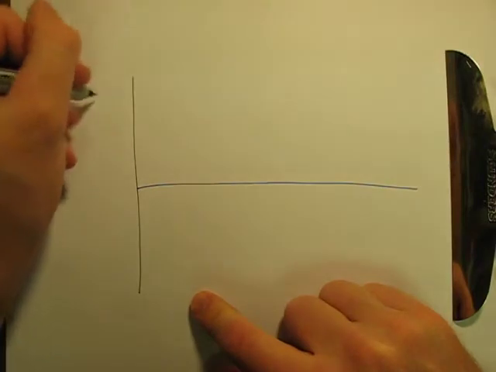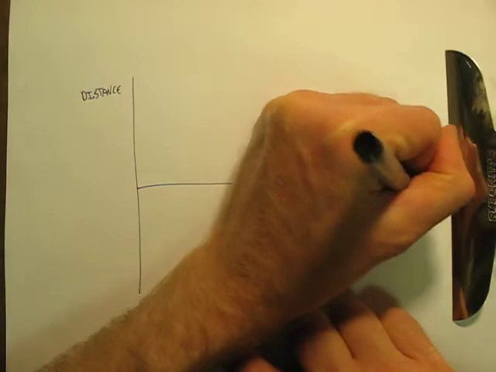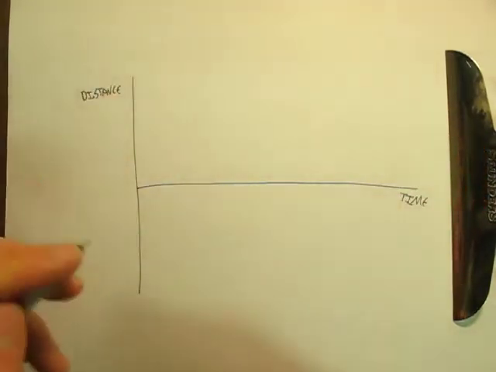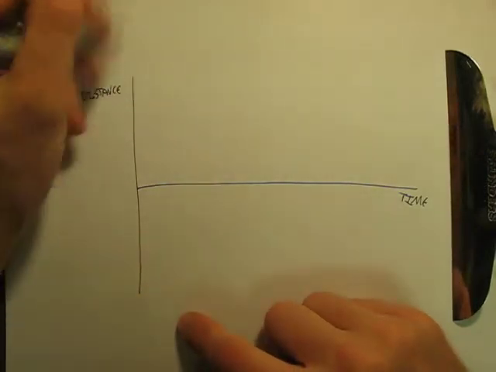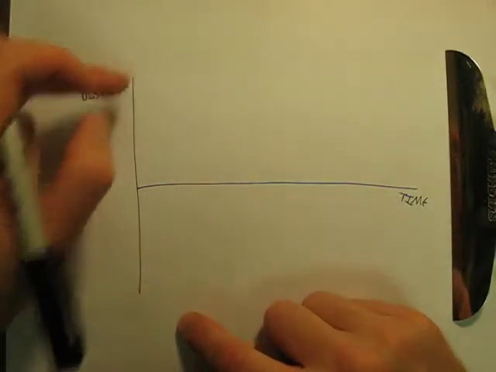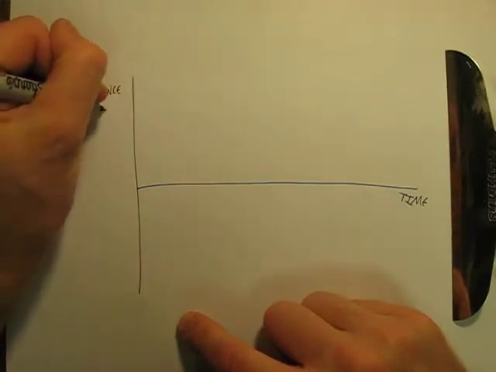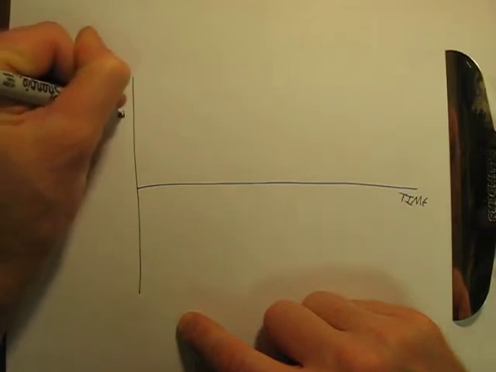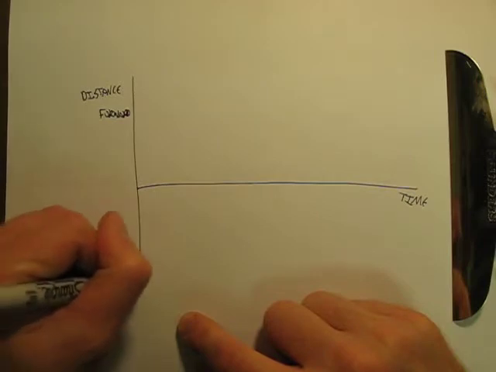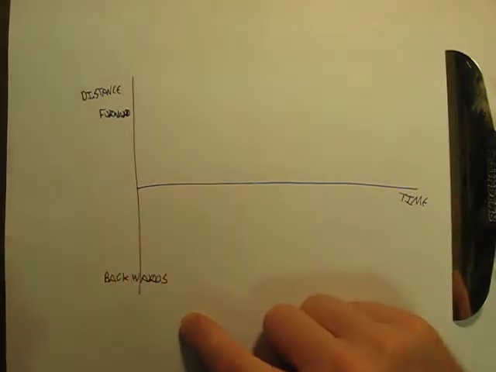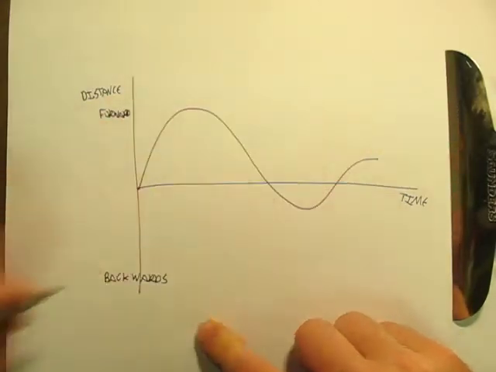So suppose this is distance and this is time. Now, time we know what positive time is. In terms of distance, we could say up and down, forward, back, left, right. I think I'm going to say this is forward, and this is going to be backwards. And so we've got a graph that looks like this.